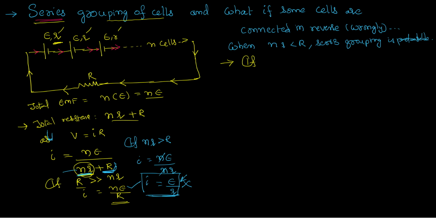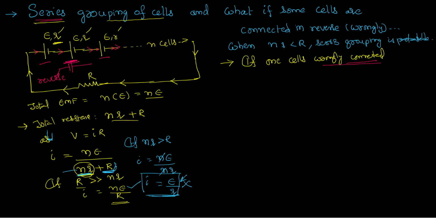If, say for example, one cell gets wrongly connected. What I mean by wrongly connected is, instead of this way of connecting negative to positive, if it is connected in reverse like this, that kind of connection is called reverse connection. If one cell is wrongly connected or reversely connected, the total EMF becomes, say for example, this becomes plus E, this becomes minus E, this again becomes plus E.